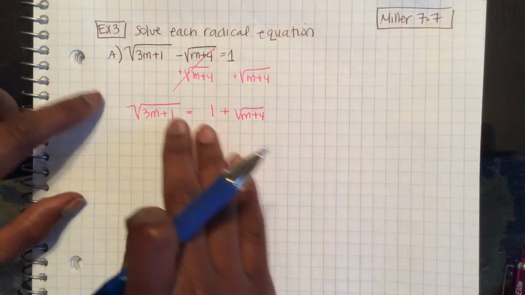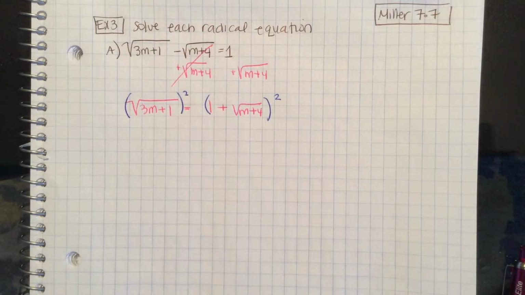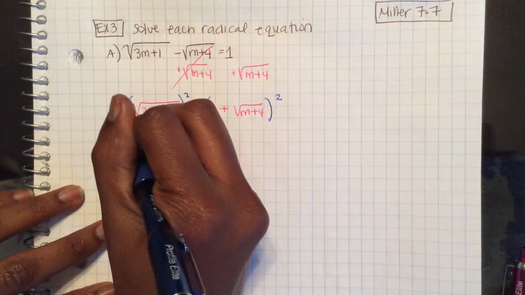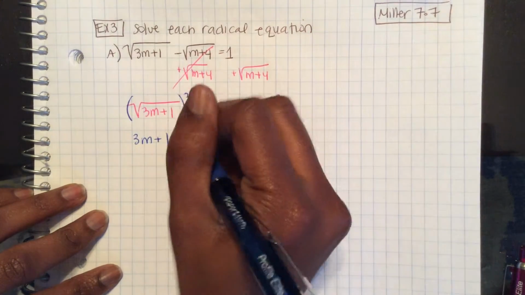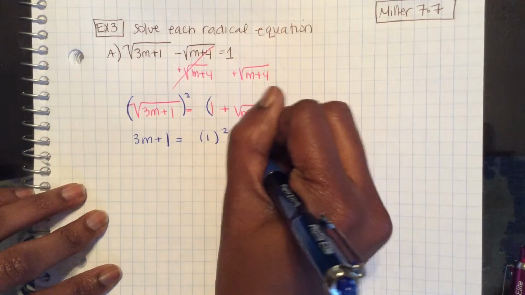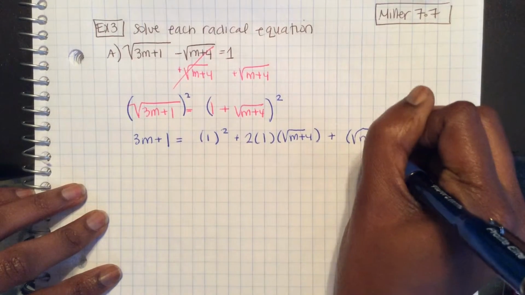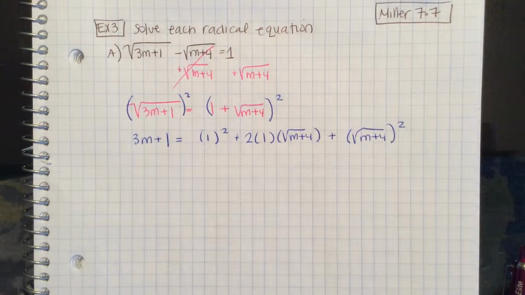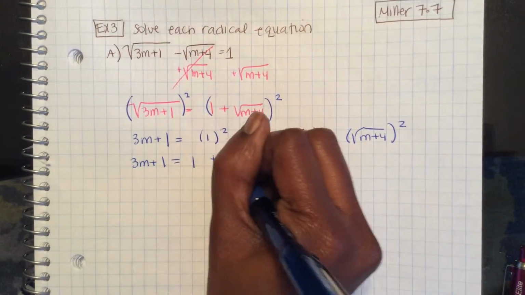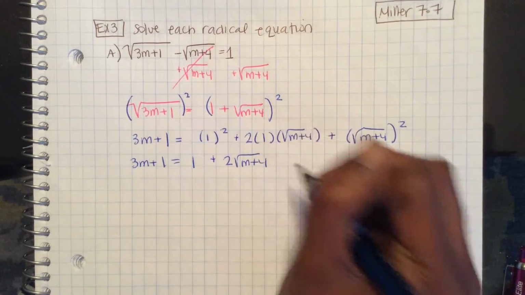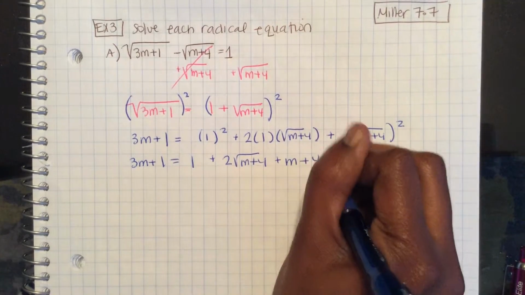Now, to cancel this radical, I'll have to square, which means I'll have to square this side too. So squaring this square root becomes 3m plus 1. And now I'm going to use my special products here. This is 1 squared plus 2 times 1 times square root of m plus 4 plus square root of m plus 4 squared. So I have 3m plus 1 equals 1 plus 2 square root m plus 4, and this square cancels this square root to leave plus m plus 4.